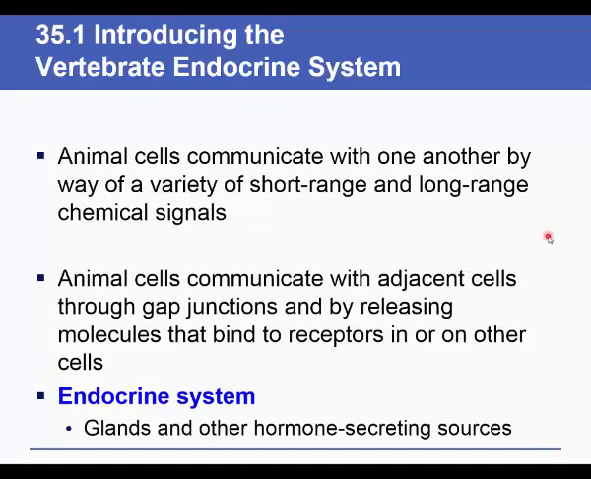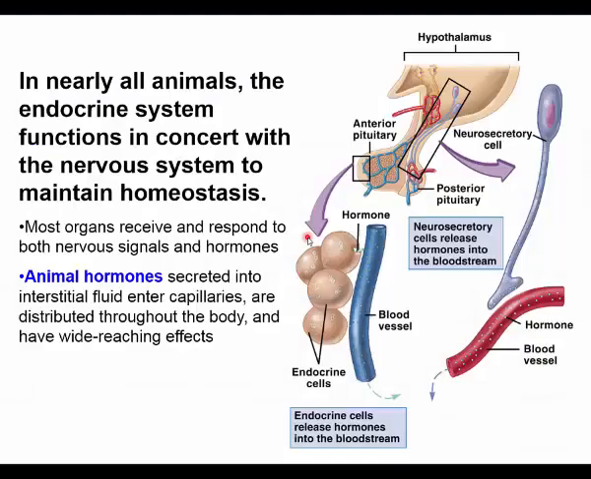So, specifically, we're going to be looking at the endocrine system of vertebrates now. Animal cells, since we're focusing on humans, have the ability to communicate with one another over various types of ranges, from short to long, using chemical signals. Animal cells can communicate with adjacent cells through gap junctions, when you've got two cells side by side and they can send the chemical directly from one cell into the next cell. And also by sending out molecules that will bind to receptors in or on other cells. The hormones we're going to be focusing on in the endocrine system are going to be excreted by glands and other organs that produce hormones.